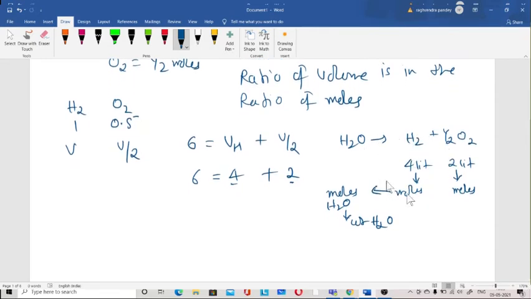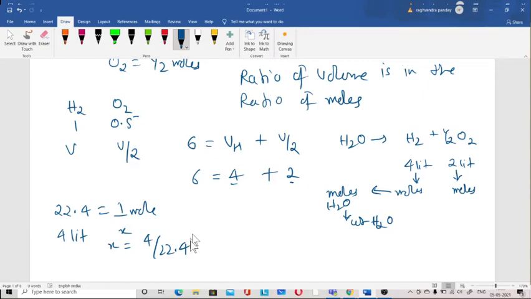Please do all the exercise. How much is the 4 liter? How many moles? 22.4 liters is your 1 mole. So 4 mole... okay, sorry, not 4 mole, it is 4 liter. Whatever volume you take, the answer will come. So X will be 4 upon 22.4.